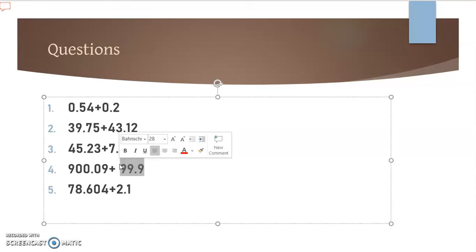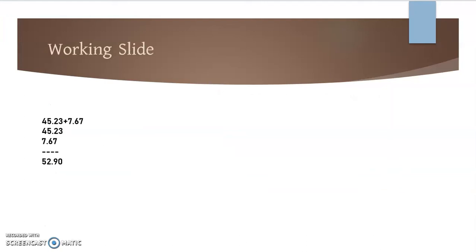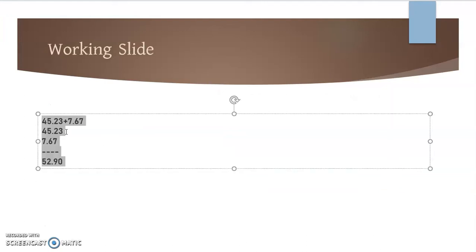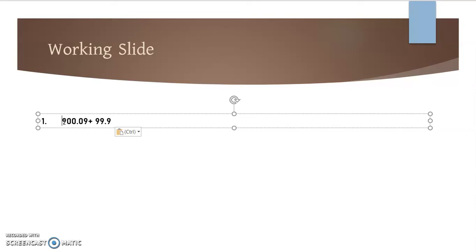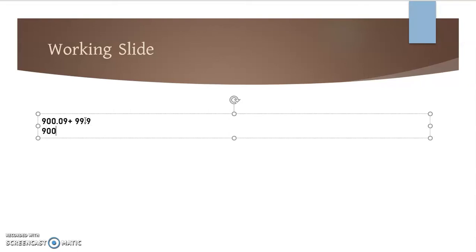Next question. This question is simple. 900 plus 99.9. Here we'll add an extra 0, so 99.90. Now the number of digits after the point are equal.